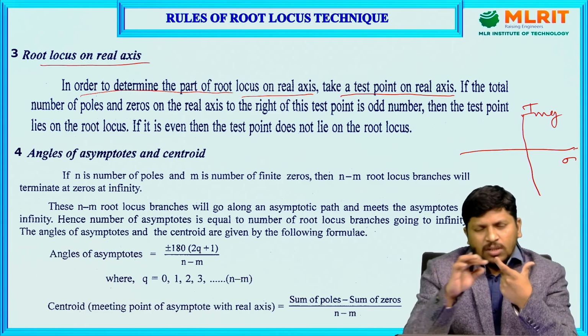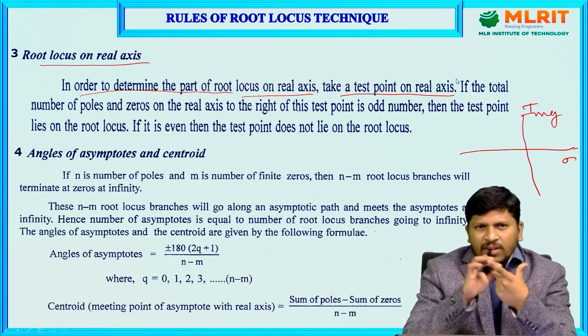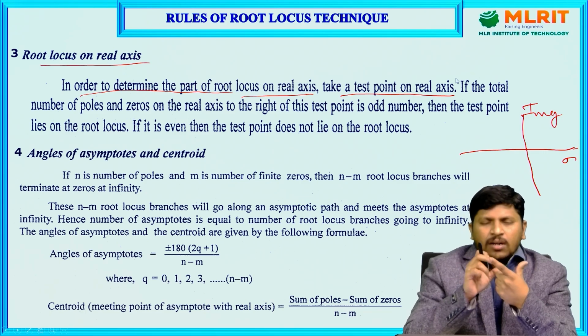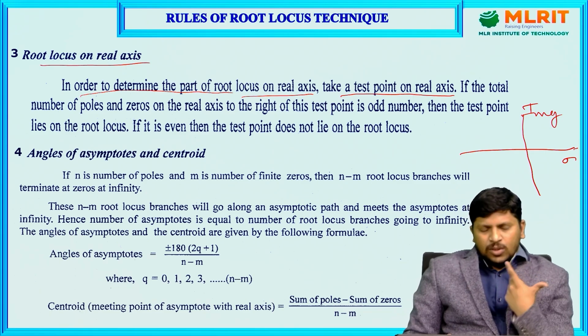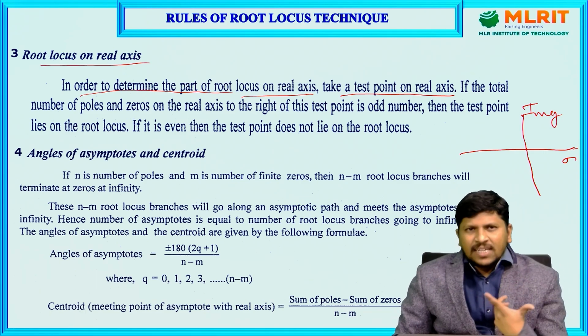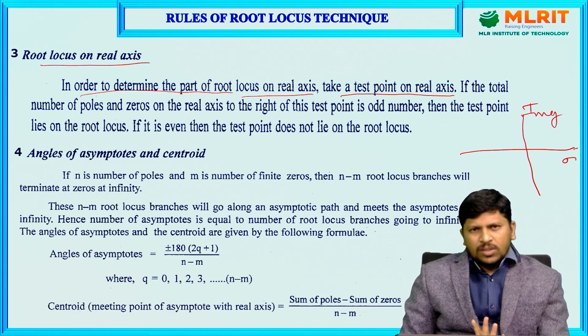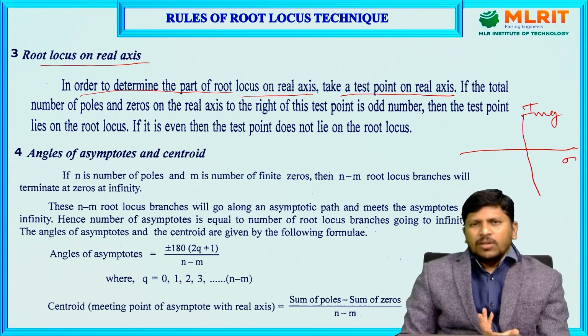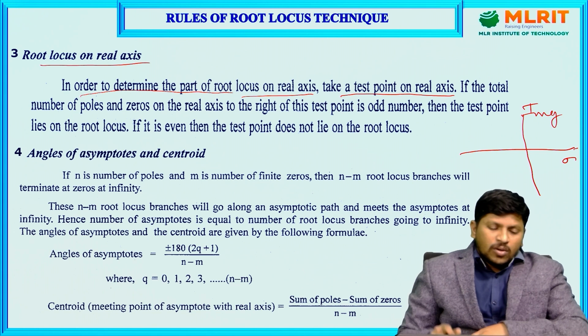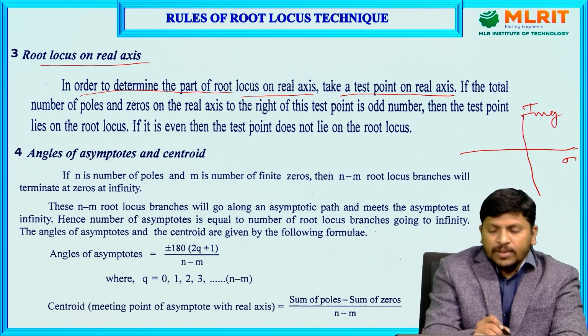If it is an odd number, then the test point is available on the root locus, so one valid root locus exists at that place. If it is an even number, there is no valid root locus, so the root locus is not available there. So simply we say that for that, the test point is going to be considered.